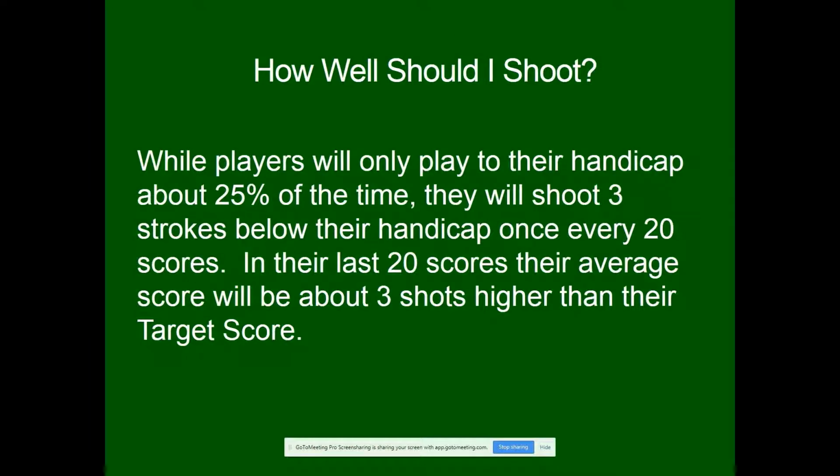Once again, just re-emphasizing this, you should only shoot your player handicap about 25% of the time. They'll shoot 3 strokes below their handicap once every 20 scores. So even that, we're talking about 15% of the time. Like I said, it's supposed to be a small percentage of shooting your handicap. Everybody's like, oh, I can't shoot my handicap. Well, you're not supposed to shoot it all the time. It's only supposed to be on a rare occasion. Because of that, within their last 20 scores, their average score should be about 3 shots higher than their target score or their handicap.